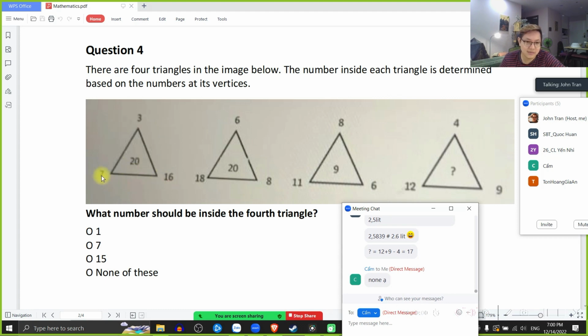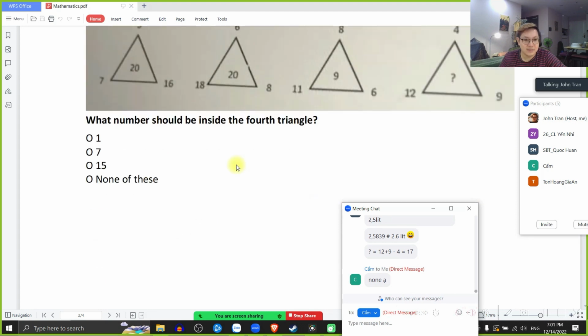So 7 plus 15 is 23, minus 3 is 20. You add the two at the bottom, 26 minus 6 gives 20. 11 plus 6 is 17, 17 minus 8 is 9. So 12 plus 9 is 21, minus 4 is 17. So none of these. This must be 17, meaning there is no number among the answer options. So 17 is none of these. Okay. Alright, let's move on now.